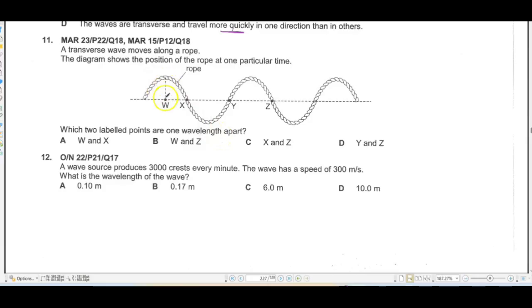This W is the amplitude. Okay, these points we have to look for two consecutive troughs. There are no crests. So X starts from here, one wave, and it finishes at Z. So one wavelength apart are X and C. So C is our correct option.